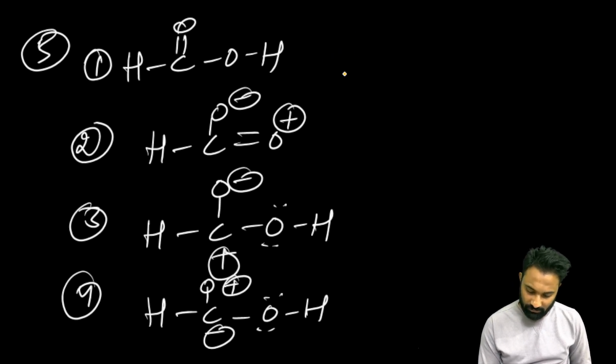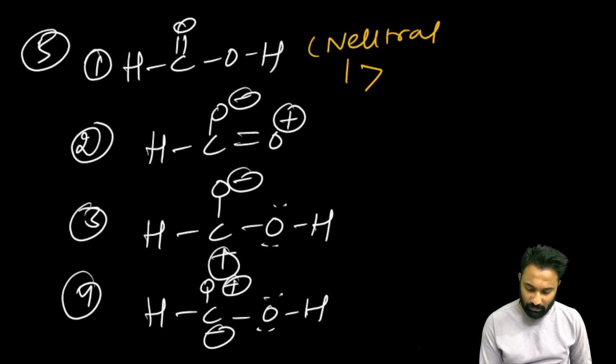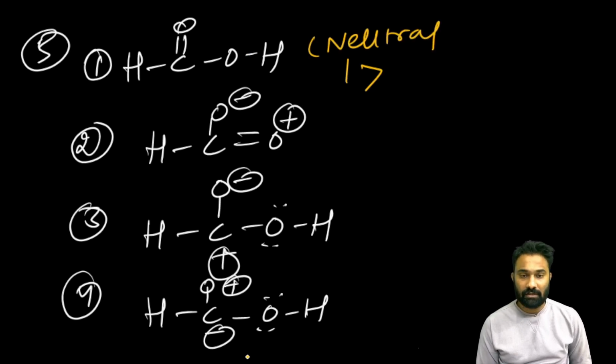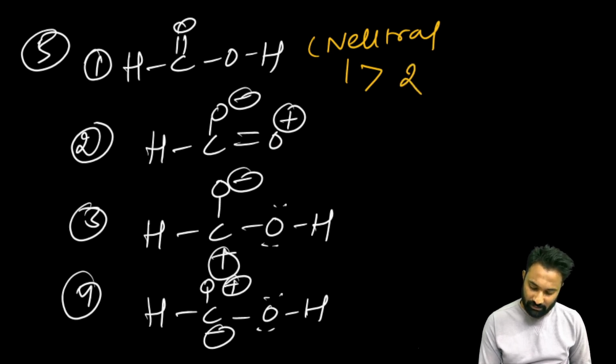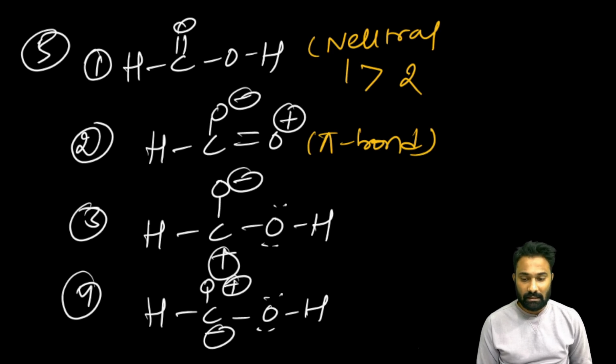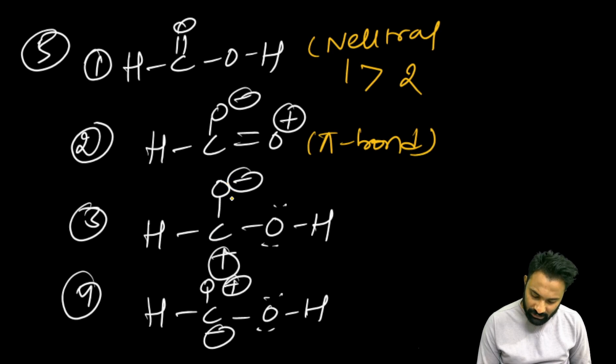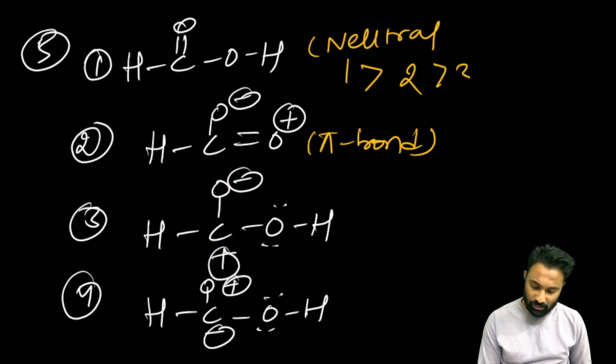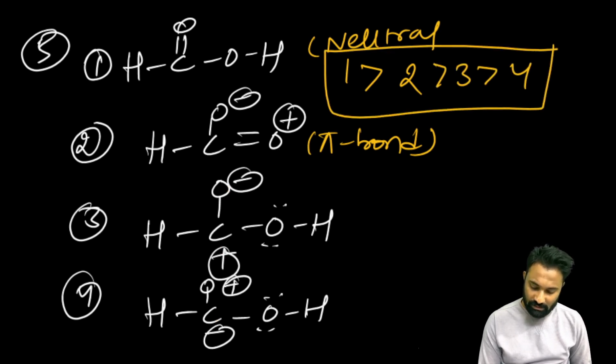First one is more stable because it is neutral. Clear? After the neutral, next we are going to see the second one, the pi bond, due to the pi bond. Clear? Now third, a more electronegative atom bearing the negative charge and opposite charges are nearer. Here also opposite charges are nearer, but the more electronegative atom bearing the negative charge is more stable than the less electronegative atom, right? So 3 and 4. Now this is the stability order.